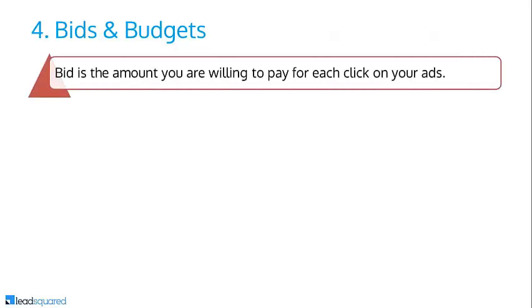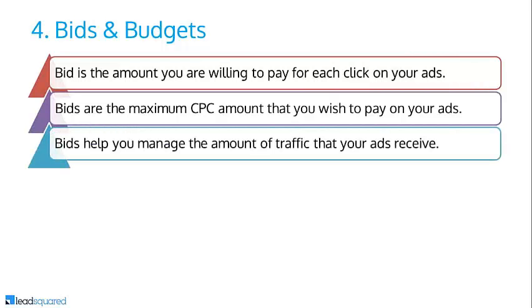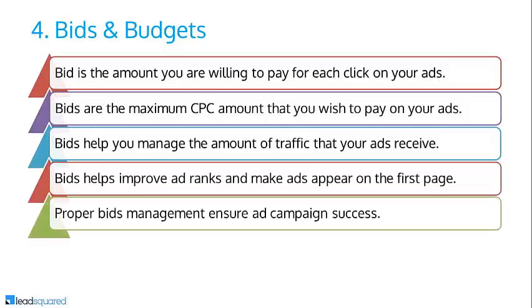Okay. Next, we talk about bids and budget. This is the fourth step in creating an AdWords campaign. Bids is the amount which we wish to pay for each click on our ads, and these are the maximum CPC amount that one wishes to pay. CPC is cost per click. Then bids help you manage the amount of traffic that your ads receive. It helps you improve ad rank and makes your ad appear on the first page. Proper bid management ensures ad campaign success.